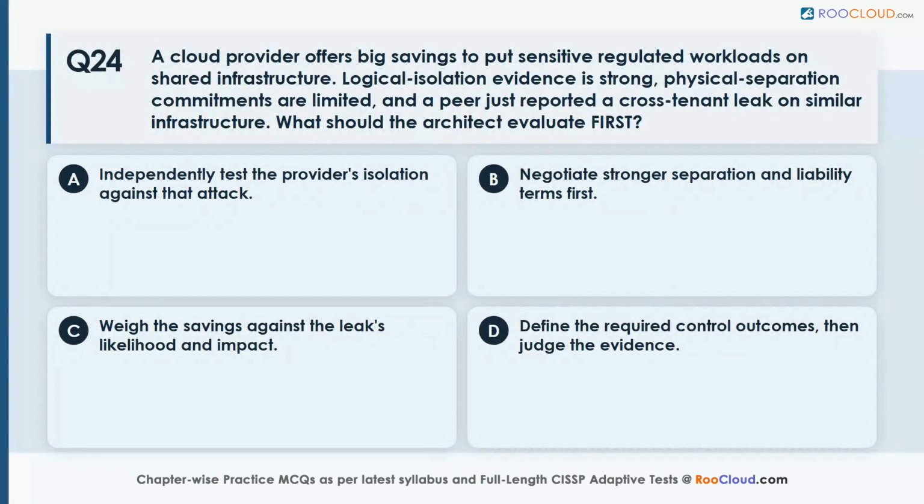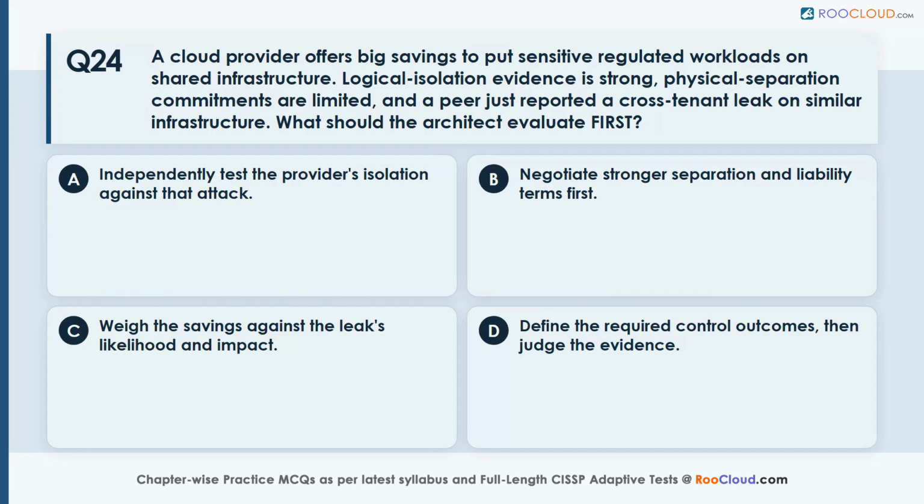Question 24. A peer just had a cross-tenant leak on similar infrastructure. The savings are tempting, so the pull is to jump straight to testing or negotiating. But you cannot judge the provider's evidence until you know what it has to prove. Option A, independently test the provider's isolation. That acts before requirements are defined, and it is often not even allowed.